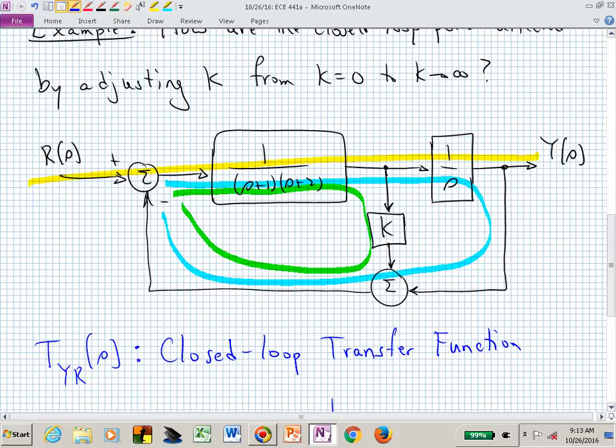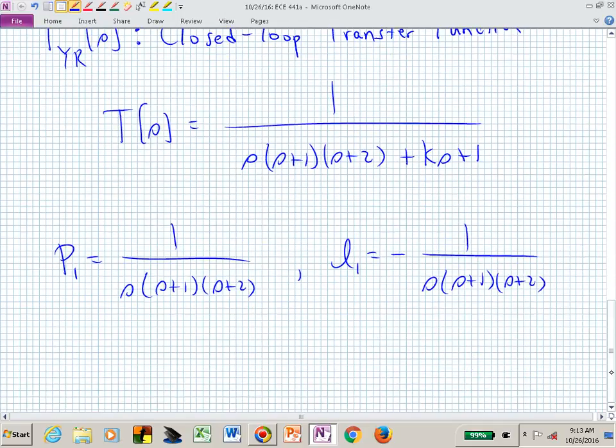And then loop 2 does pick up a K. And we don't want to miss the minus sign, but it does not have that pure integrator as a part of it. And we then have for loop 2 a minus K over s plus 1, s plus 2. Is that okay?